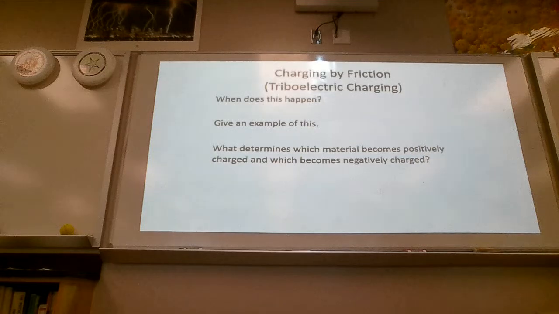There are three different ways something attains a charge. The first way is charging by friction. The scientific word for that is triboelectric. Don't worry about that. I'm never going to ask you that. But this is the type of charging that you are probably most familiar with. So this is anytime you've like shocked something or something has shocked you, it's probably because of charging by friction.